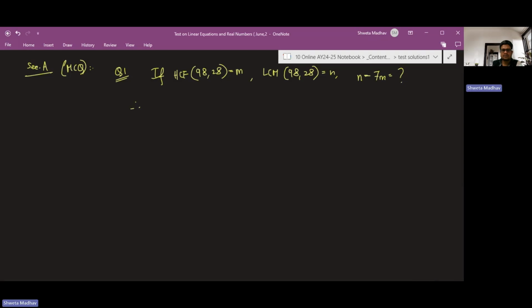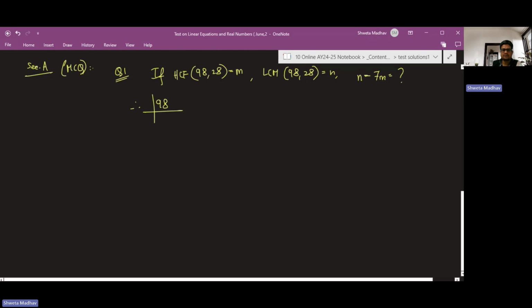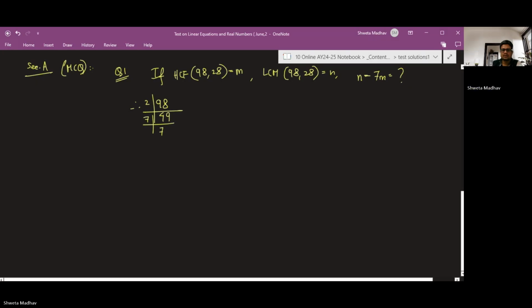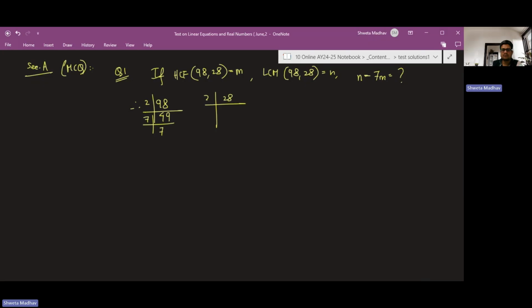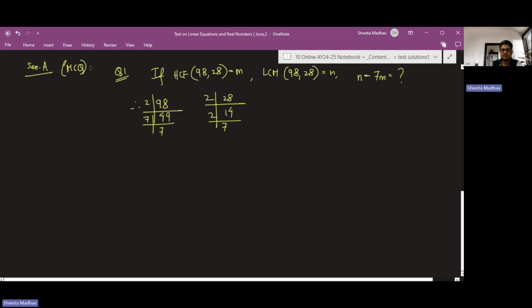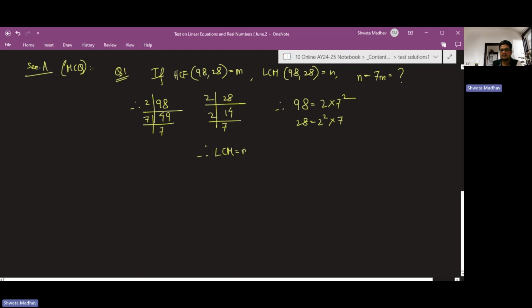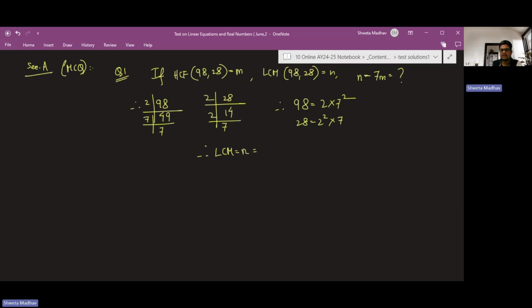Now we need to find the prime factorization of 98. This will be 2 times 49, and 7 7s are 49. And if we do the prime factorization of 28, then 2 14s are 28, 2 7s are 14. So the prime factorization of 98 is 2 into 7 square, and 28 is 2 square into 7. Therefore the LCM, which is n, is 2 power 2 into 7 power 2, that is 14 square actually, which is 196.